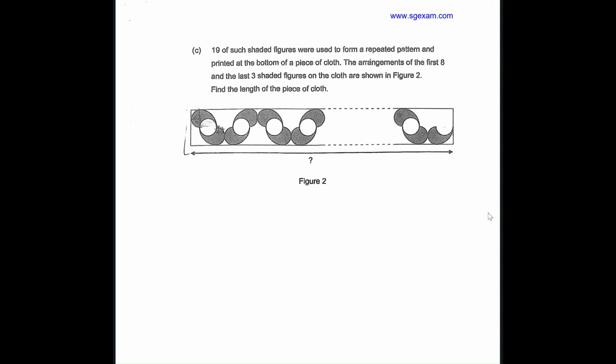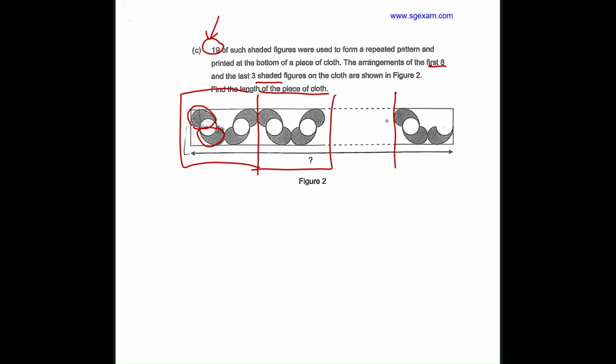We still have part C over here. 19 of such shaded figures will be used to form a repeated pattern. The arrangements of the first 8 and last 3 shaded figures on the cloth are shown in figure 2. Find the length of the piece of cloth. So let's take a look. This is repeated, and there are 19 of them. And this is the last 3. So I assume that this portion over here would be like this.